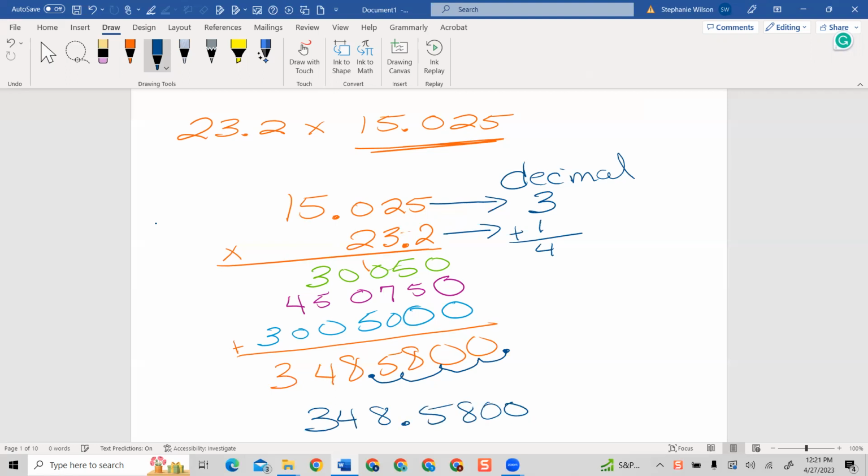348.5800. However, you may be expected not to put the zeros back there, but just depends on what the instructor or the application problem or whatever you're working with asks us for.